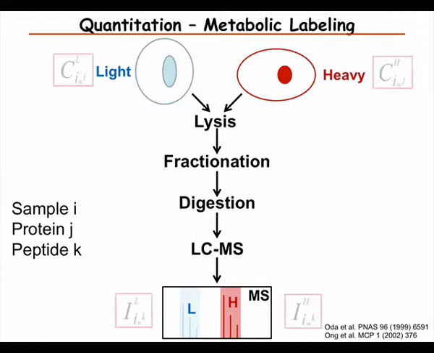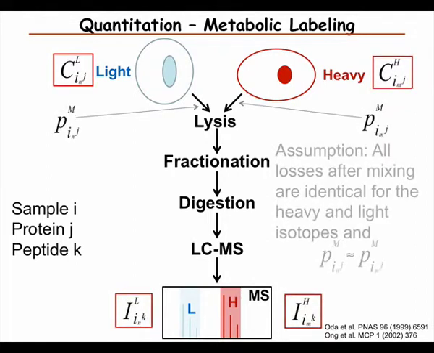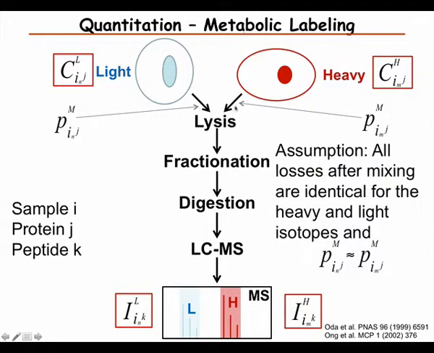So the basic assumption is that if you succeed in doing the mixing and if their growth is not affected by the heavy labels, then everything after that, they experience the same losses. So here you should get very accurate quantitation, much more accurate than in the label-free case, because all these steps are shared.